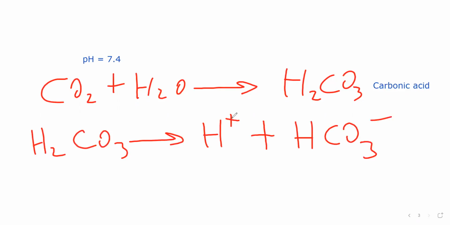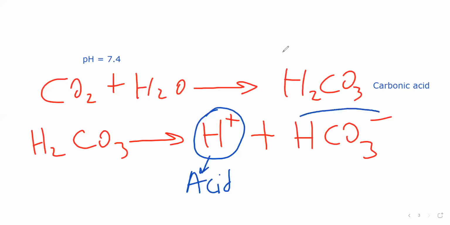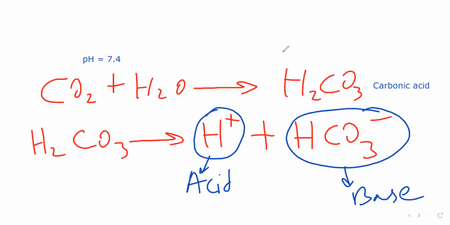From our basic chemistry, we know that the hydrogen ion here represents, according to the theory put forward by Bronsted-Lowry, acid. So when we see hydrogen ions, basically we're looking at acid. And the bicarbonate ion would represent a base, the opposite of acid. Now, what does this hydrogen ion do to the pH?